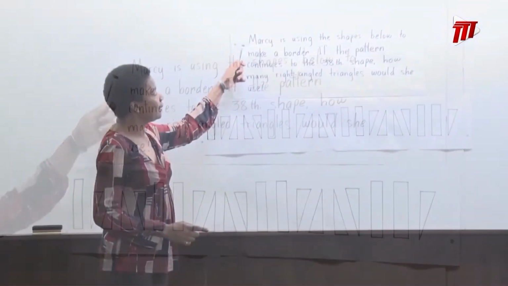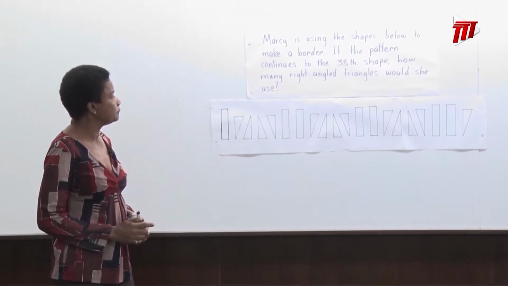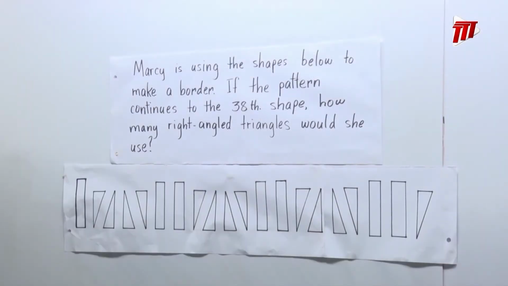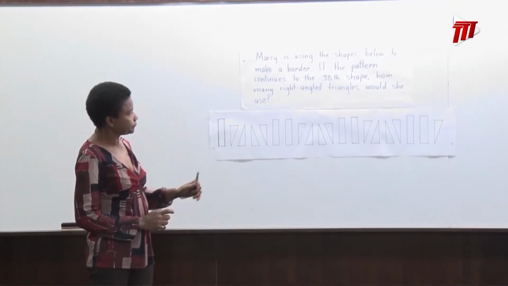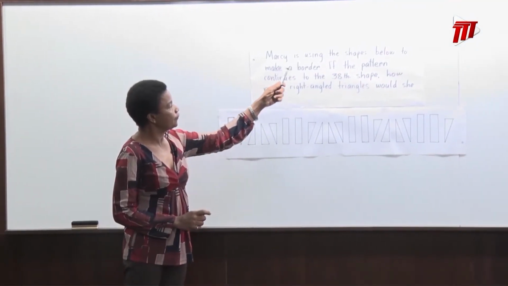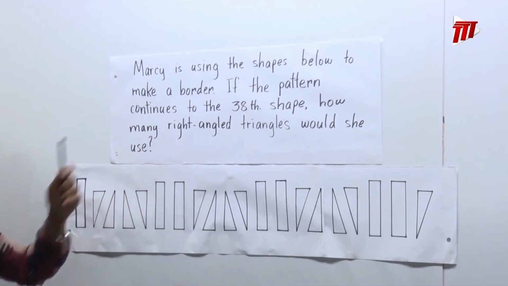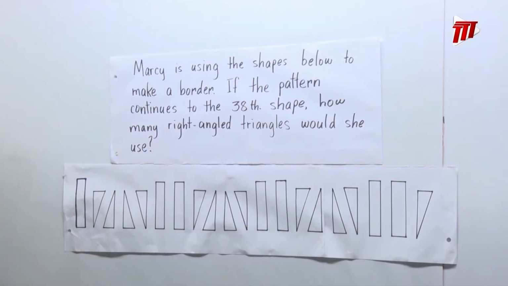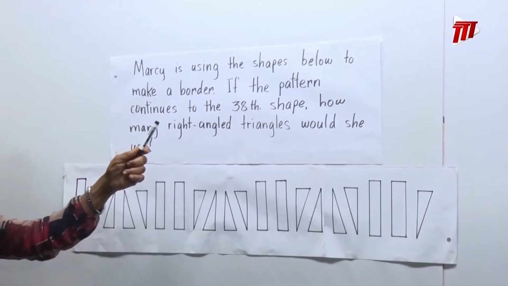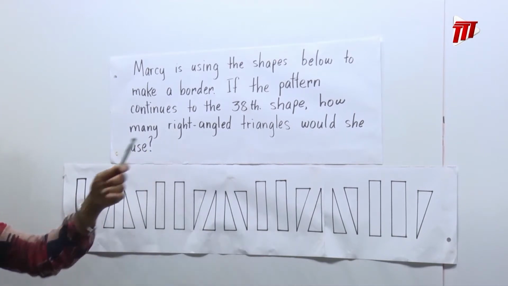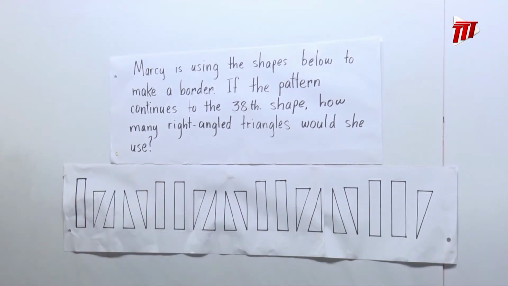Read along with me as I read the problem. Marcy is using the shapes below to make a border. If the pattern continues to the 38th shape, how many right-angled triangles would she use? Let's go again. Marcy is using the shapes below to make a border. If the pattern continues to the 38th shape, how many right-angled triangles would she use?